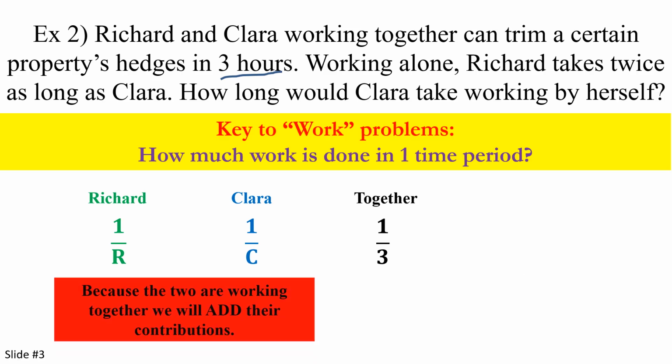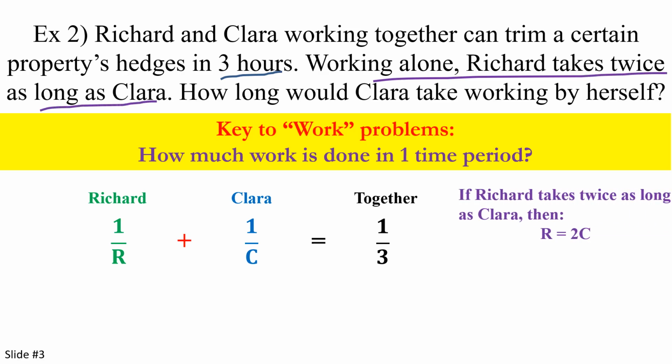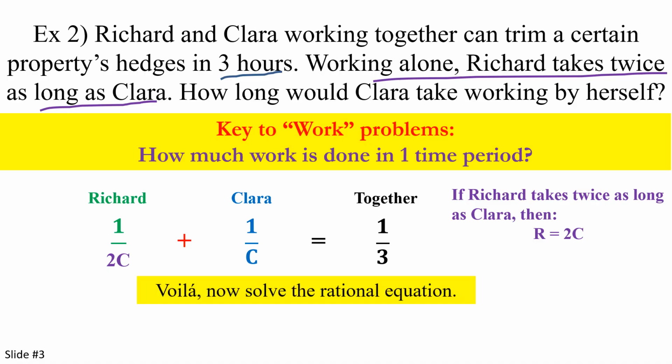Okay. Again, it does say that working together, so we're going to add their contributions to get the total. But we've got 2 different variables here. We only need 1 variable. But we are told that Richard takes twice as long as Clara. So R equals 2C. So we're going to replace Richard's rate, 1 over R, with 1 over 2C. And now we have our rational equation to solve.